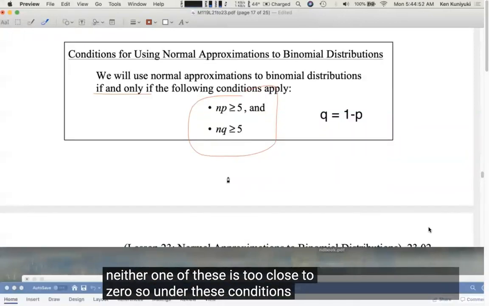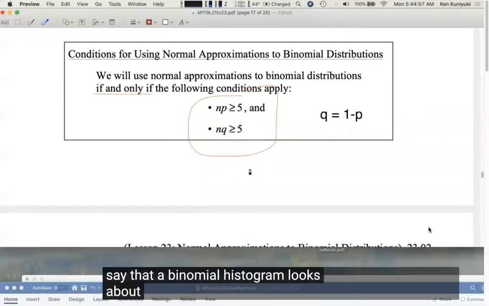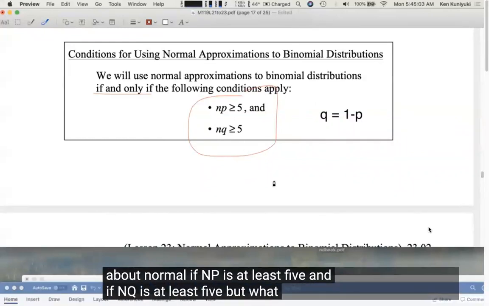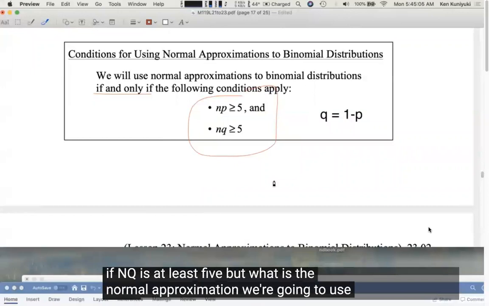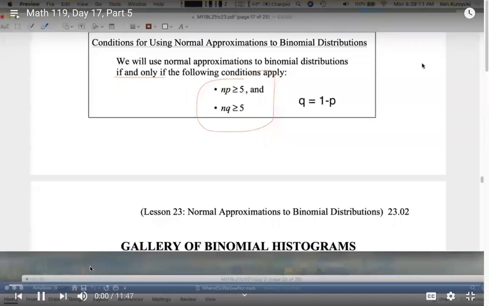So under these conditions, we will say that a binomial histogram looks about normal if NP is at least 5 and if NQ is at least 5. But what is the normal approximation we're going to use? We're going to see next time. Okay, so on the homework, if I ask, could you verify if a normal approximation is appropriate to a binomial? That's what I'm talking about.